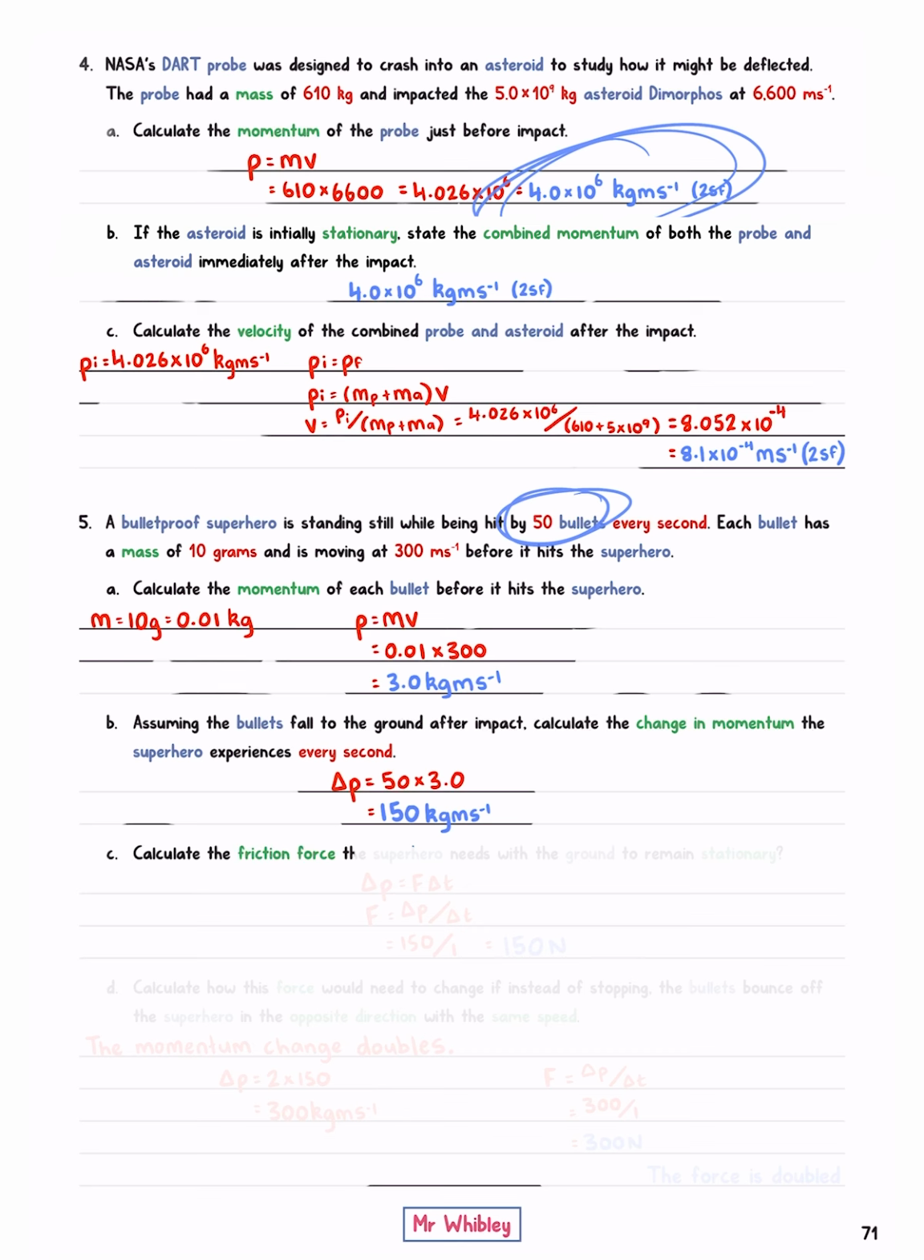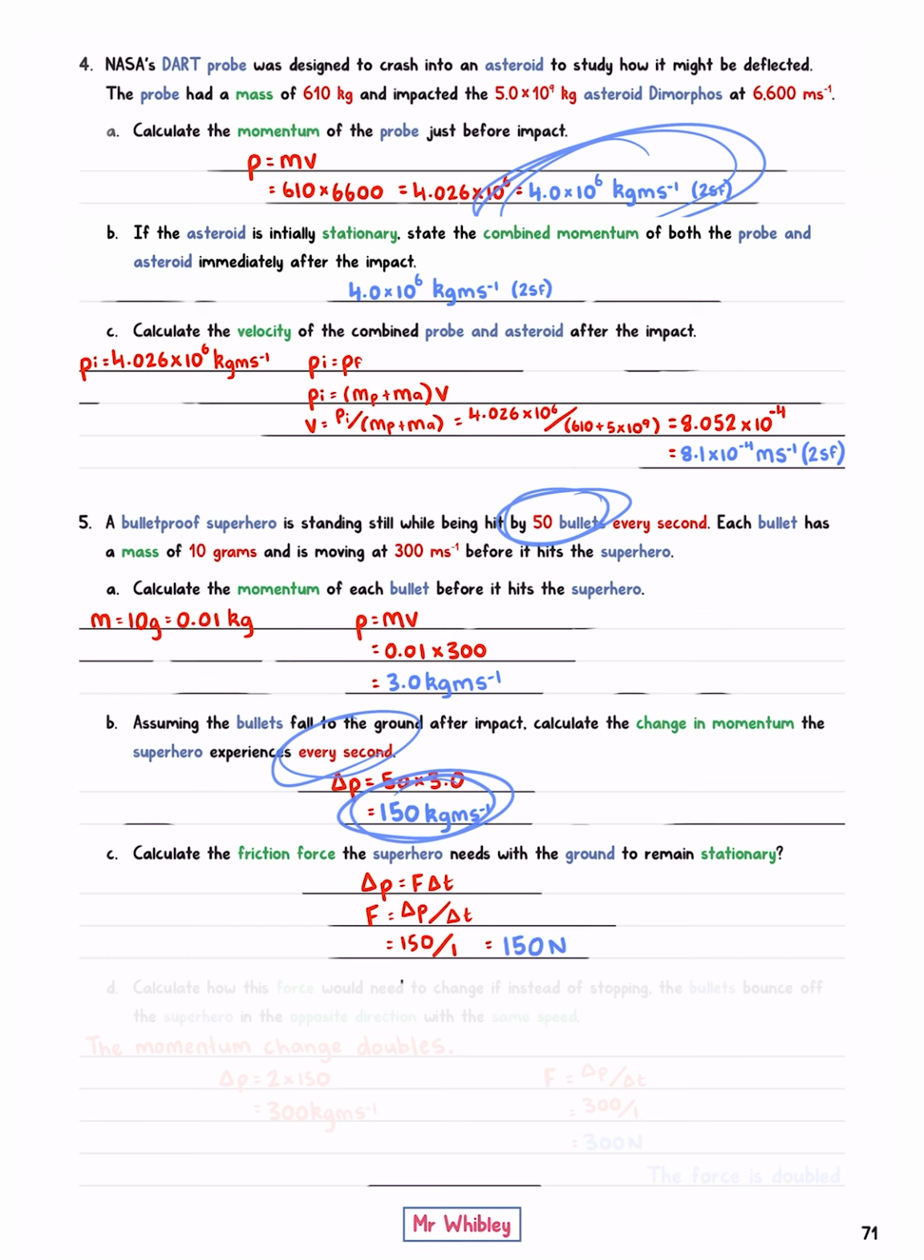Calculate the friction force the superhero needs with the ground in order to remain stationary. Using our impulse equation, we can relate our force with a change in momentum over a particular duration, where we know that our momentum changes by 150 every second. And so rearranging this equation for force by dividing both sides by delta t, putting in our 150 and 1 second, gives us 150 newtons.